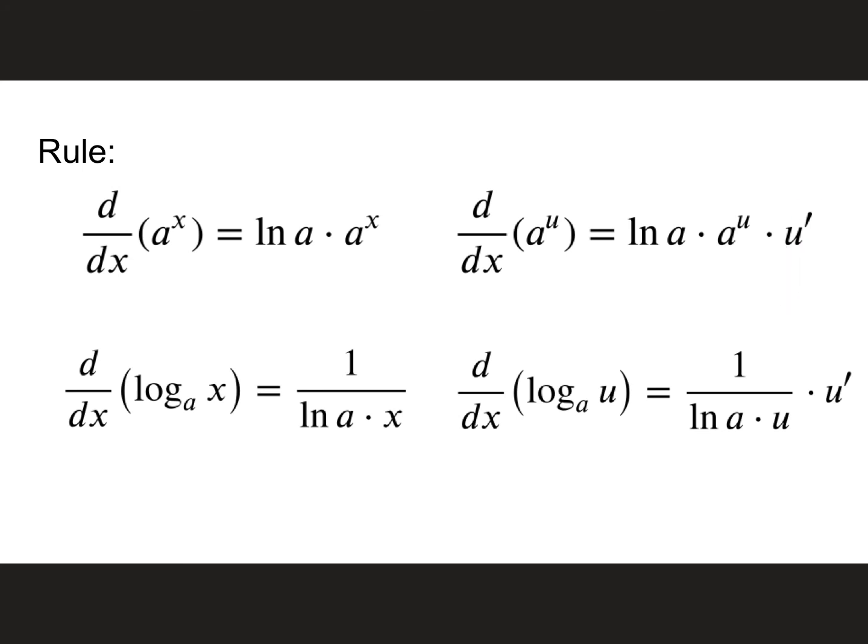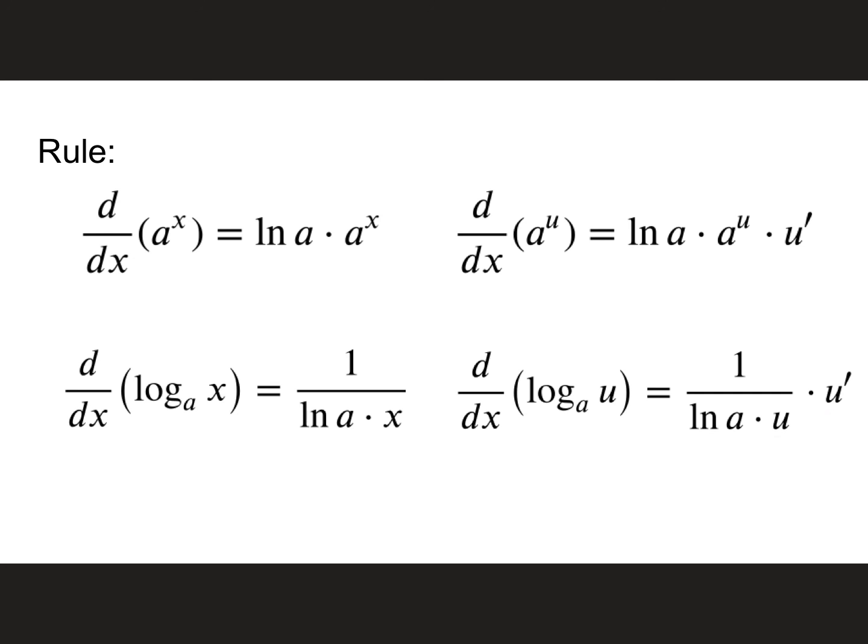Okay. If we have the derivative of a log with a base that is not e, right? This is not your natural log base. This is log with a base of a. So the derivative of log base a of x is equal to 1 over the natural log of a times x. Or if you think of it in terms of Bob, the derivative of log base a of Bob is equal to 1 over the natural log of a times Bob times d Bob.